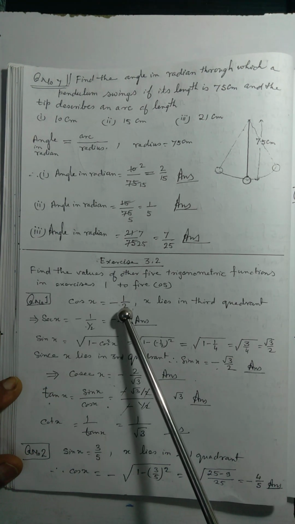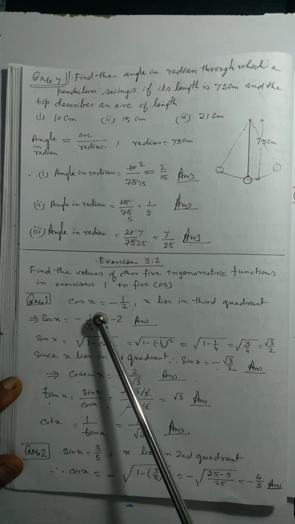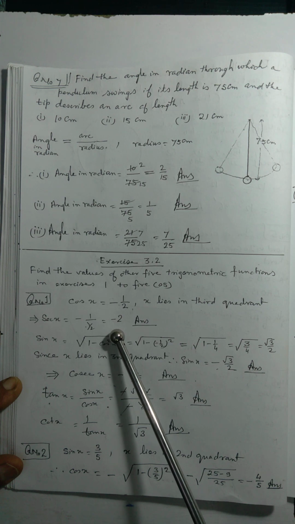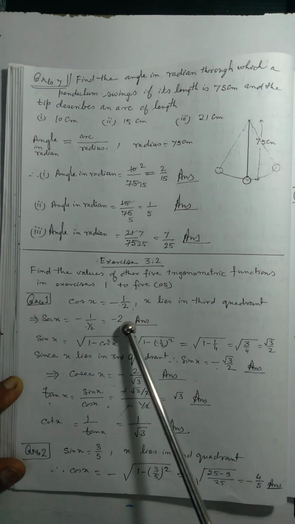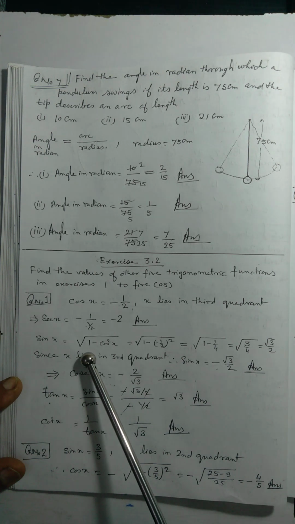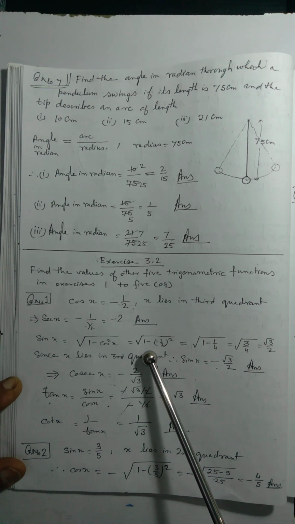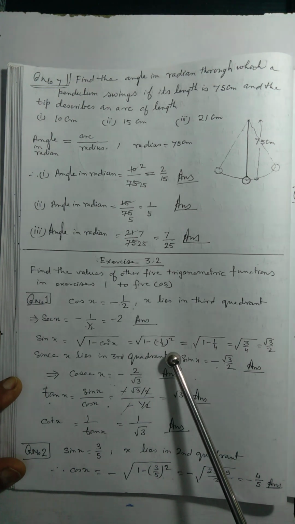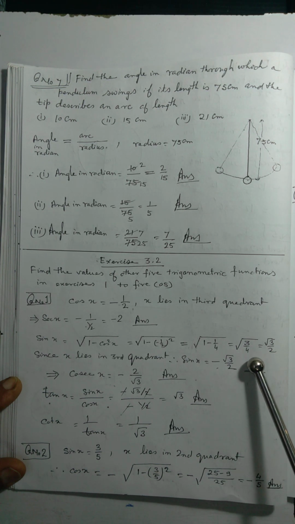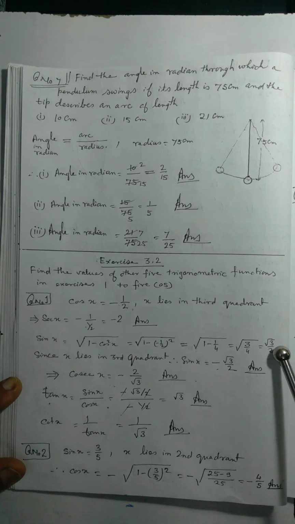Therefore, cos x is equal to minus 1 by 2 is given, so secant x, that is sec x, will be equal to the reciprocal of it, that is minus 1 upon 1 by 2, which will be equal to minus 2, and this will be the answer. Sin x is equal to root of 1 minus cos square x, and it will be further equal to root of 1 minus 1 by 2 whole square, that is equal to root of 1 minus 1 by 4. Further it will be equal to root 3 by 4 and root 3 by 2.